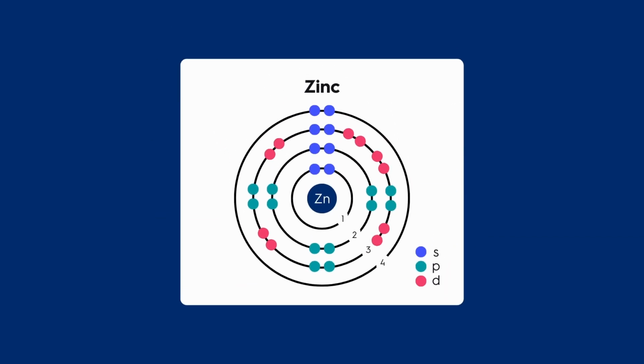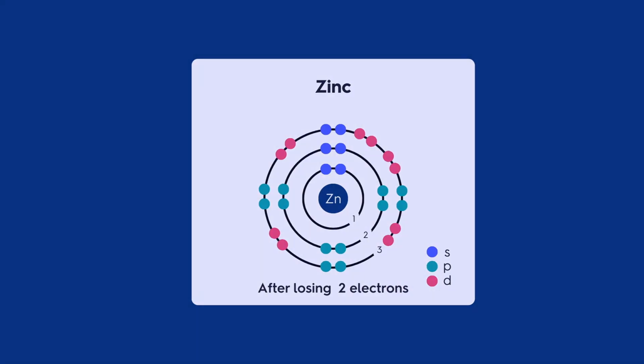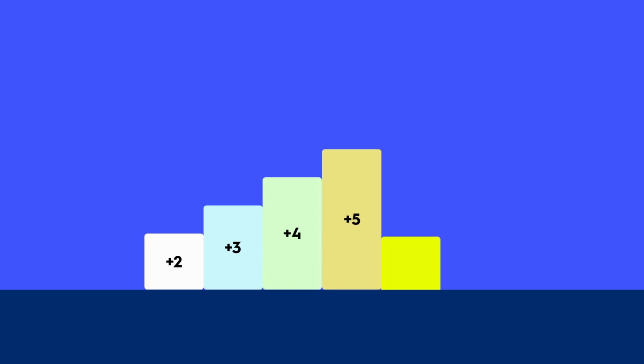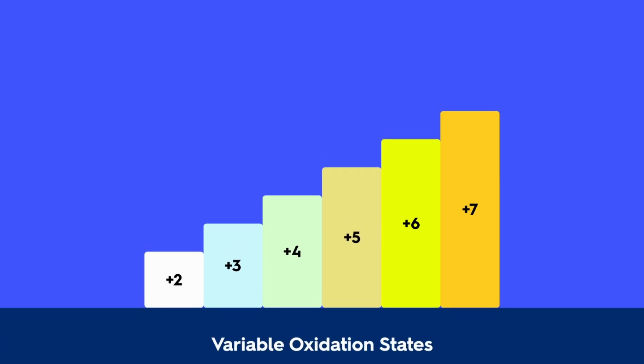Zinc, on the other hand, tends to form +2 because that leaves a completely filled d set, which is also especially stable. In the middle, you get more flexibility. These metals can lose 2 electrons, or 3, or sometimes more, depending on the reaction conditions and what they're bonded to. That's what we mean by variable oxidation states.